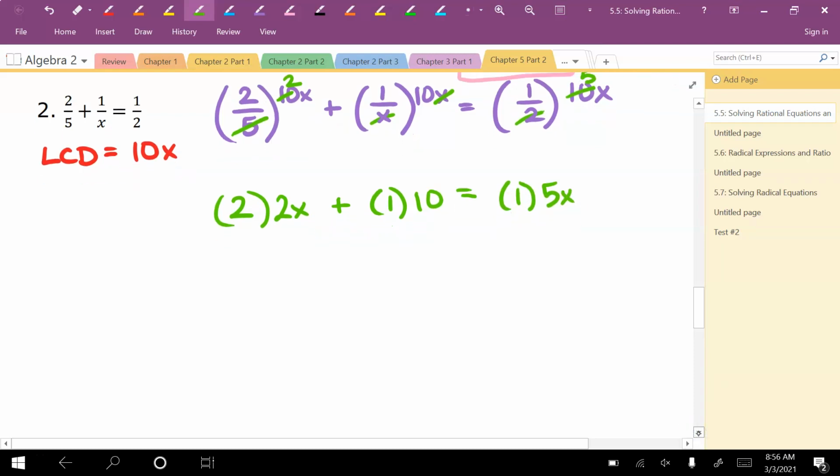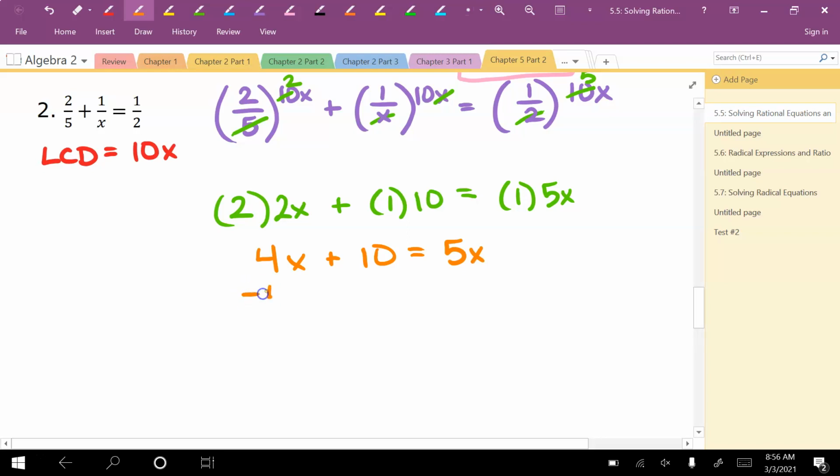Okay? Now you don't have to write that out explicitly. Like if you can go ahead and reduce and then multiply, you can do that all in one step. Now I'm going to multiply here. So I have 4x plus 10 equals 5x. What would you guys do from this point? Or what would you do at this point?